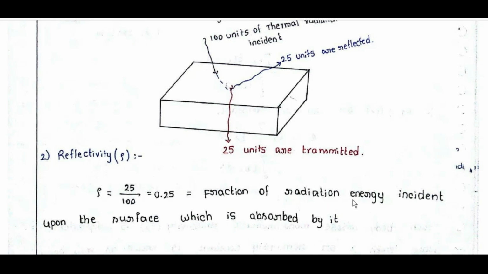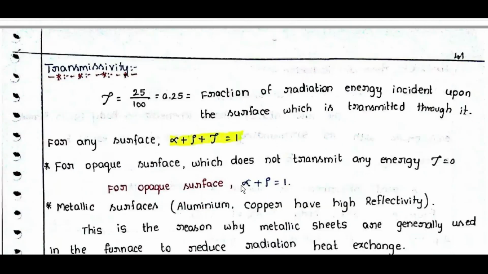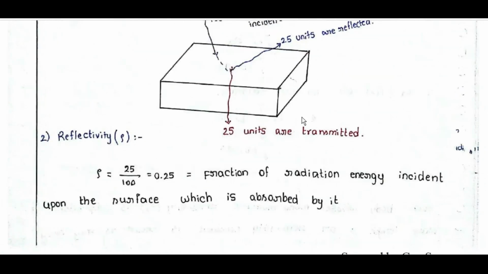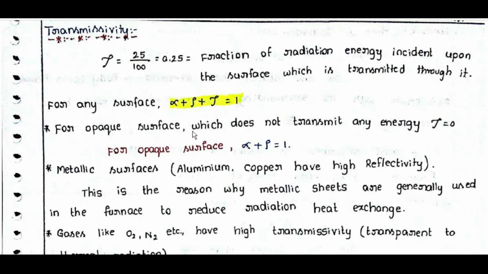Reflectivity is the fraction of radiation energy incident upon a surface which is reflected by it. Transmissivity is the fraction of radiation energy incident upon the surface which is transmitted through it. For any surface, alpha plus rho plus tau is equal to 1.